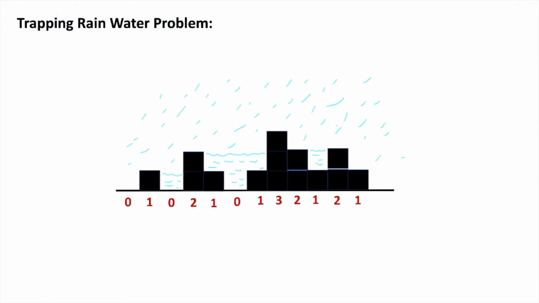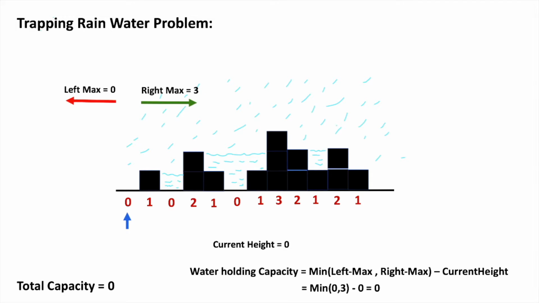So let's take an example where we have an array of non-negative numbers which represent the height of blocks on a plane surface. Let's visualize how we are going to solve this problem. We will start our iteration from i equal to 0, that is from the first index of our array. And we will see the current height of the block there. Over here you can see that the current height of the block is 0. Now the next step is that we need to calculate the maximum height on the left side and on the right side of the respective block.